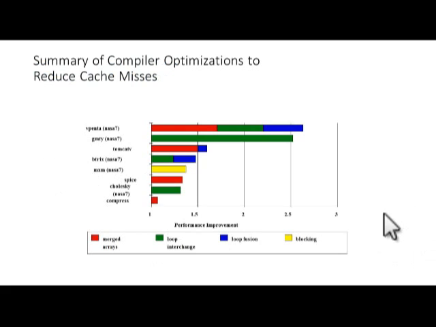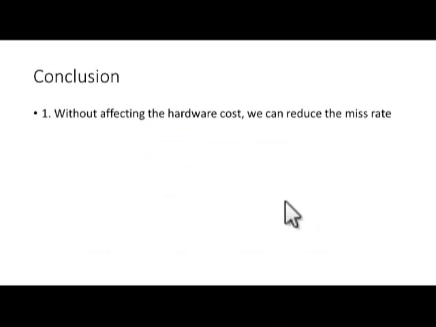So these are the effects and performance improvements we get by compiler optimization techniques in various operating systems or kernels. Consider in vpenta, we are getting around 1.7 performance improvement by just using the merged array. So from this we can say that compiler optimization techniques are a very good solution to reduce the cache misses, and we are not adding any hardware cost also.